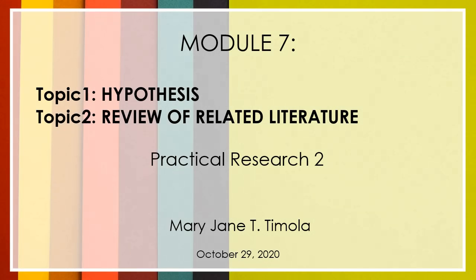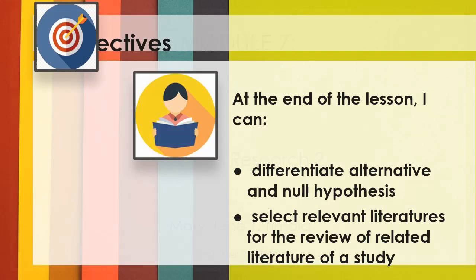Welcome to our lesson in Practical Research 2 Module 7. We will be discussing writing hypothesis and review of related literature. This week's learning targets are the following. At the end of the lesson, I can: 1. Differentiate alternative and null hypothesis. 2. Select relevant literatures for the review of related literature of a study.